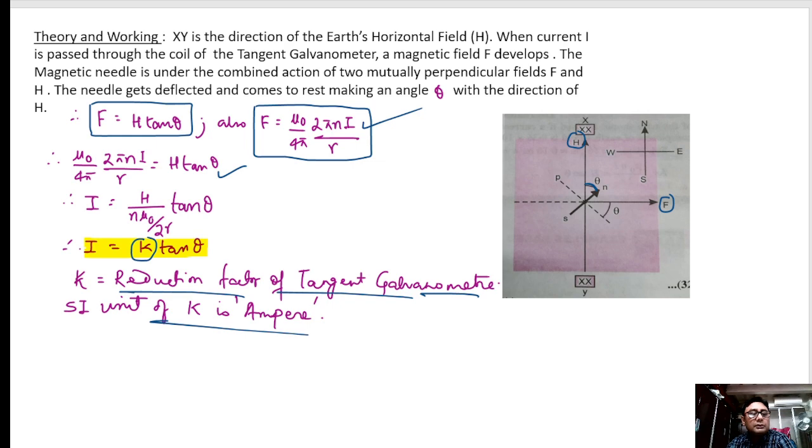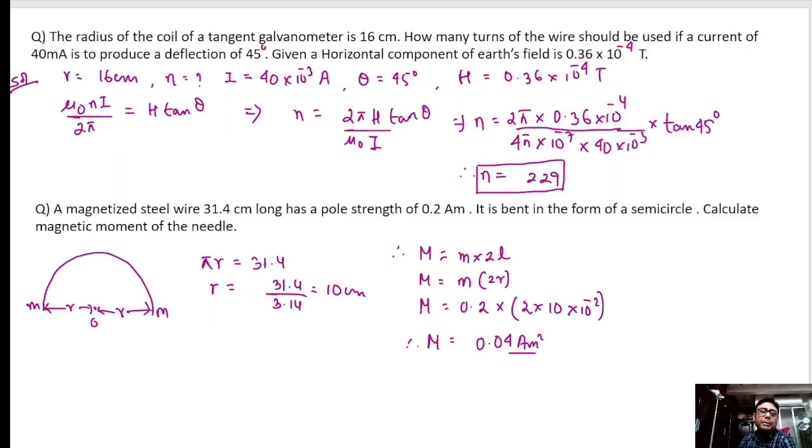So now friends, we have completed the theory part, and now we will be moving on to the numerical section of this chapter. So let's see.